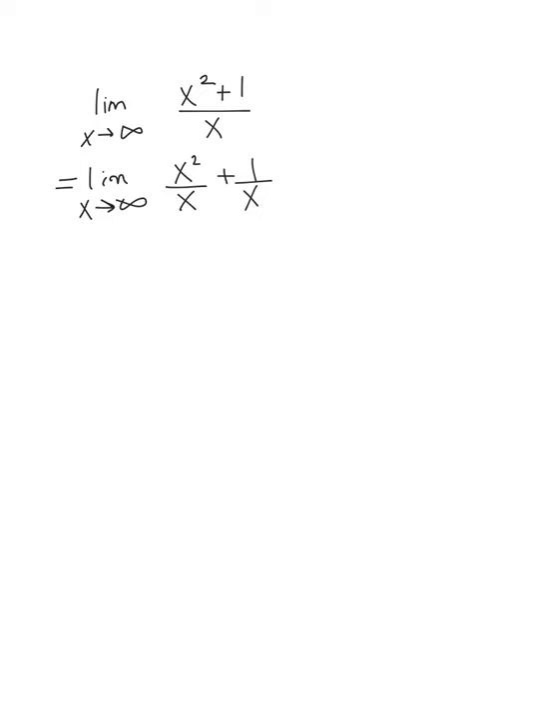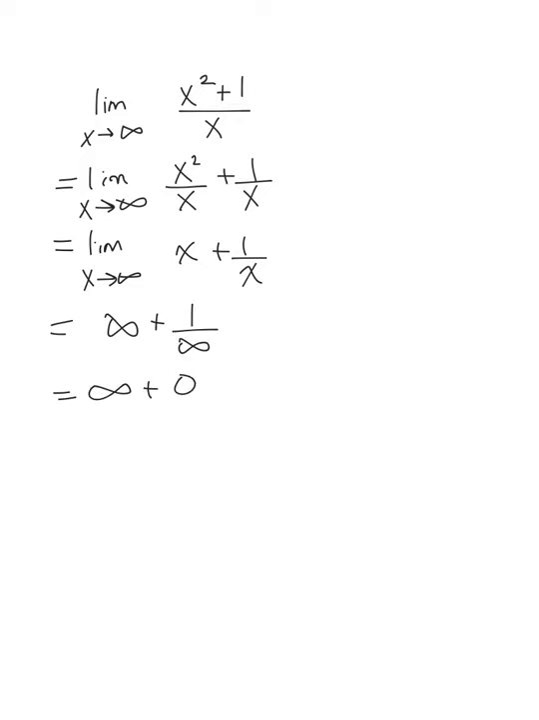And now that I've rewritten it like this, sorry, I don't know why I changed colors there. I can go ahead and just substitute that in. Actually, maybe I'll simplify it one step further for you. x squared over x is just x, plus 1 over x. And now when I substitute everything in, I'm going to get infinity plus 1 over infinity, which is infinity plus 0, which is infinity. So the limit as x approaches infinity of (x squared plus 1) over x is infinity.